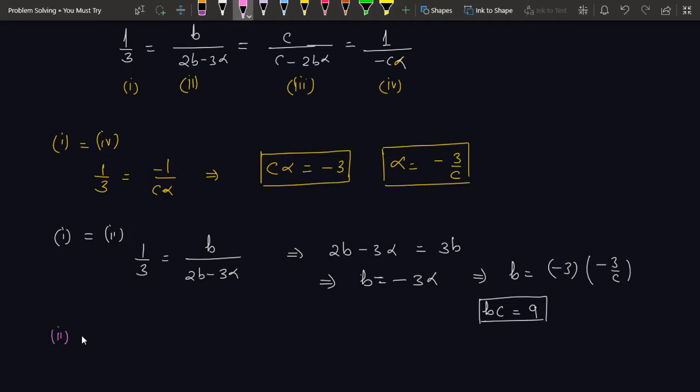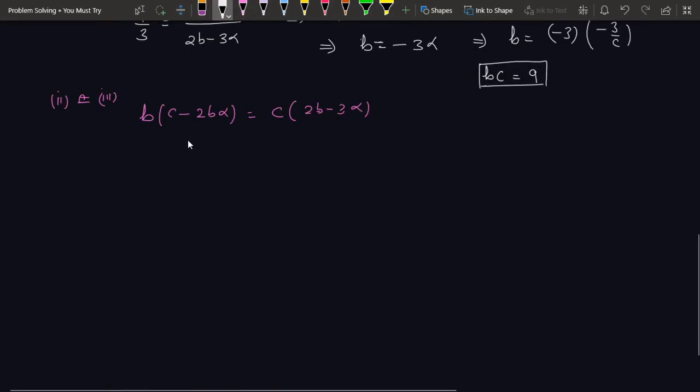So we'll take the second and third together, and notice that if we take them together, this b will be multiplied to this c minus 2b alpha, and c will be multiplied to this 2b minus 3 alpha. So just to make it simple, we can write it b times c minus 2b alpha on the left, and c times 2b minus 3 alpha on the right. Let's open this. So this will be bc minus 2b squared alpha, and here will be 2bc minus 3 alpha c.